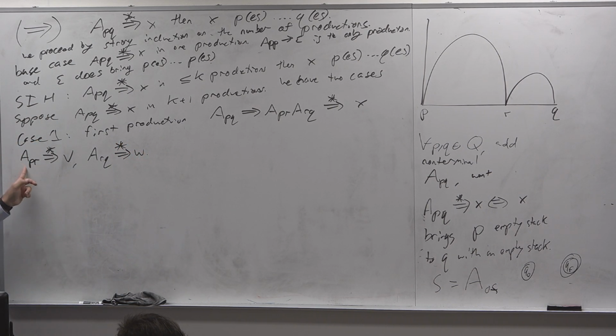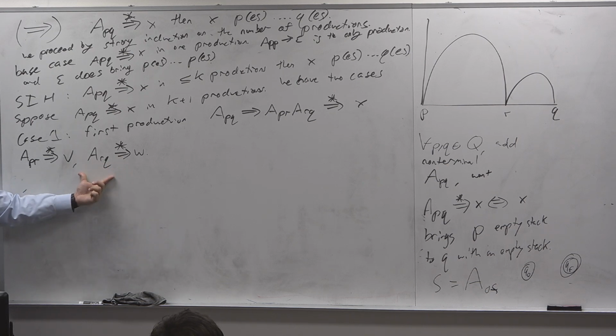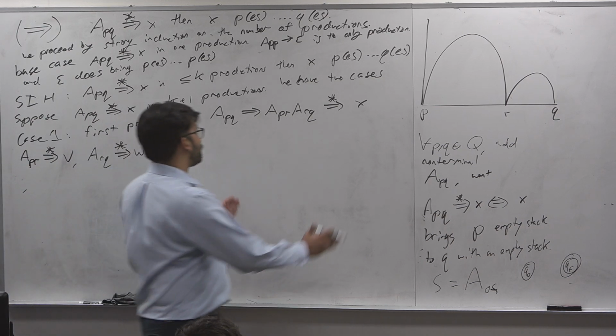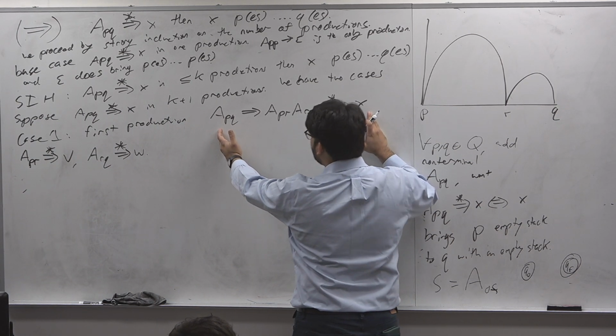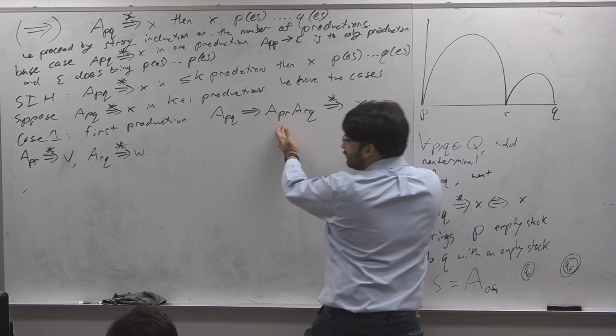What do you know if A_PR produces a string V and A_RQ produces a string W? X is equal to VW. That is true. We'll bring that in at the end though. That'll be the concluding hitter. But what do we know if these two things are true? I don't think anyone's gonna get it, but let's see. This is K plus 1 productions, so this is at most K productions.